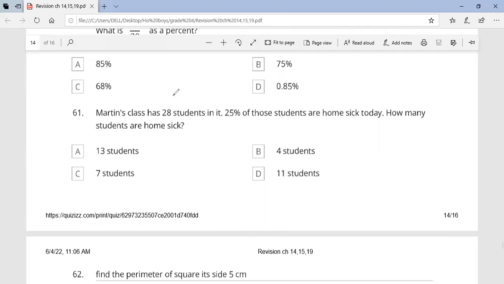We have 25% of 28, the same, but 25 over 100, because if you see the symbol, it means over, and of means multiplied by 28. Yes. Here the main class is 20. Said the class, 25% of them are sick. How many students are home sick?